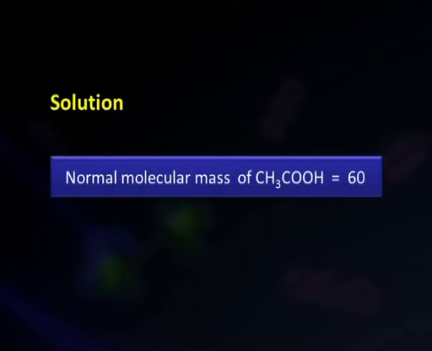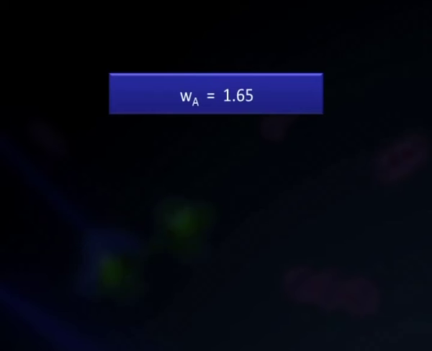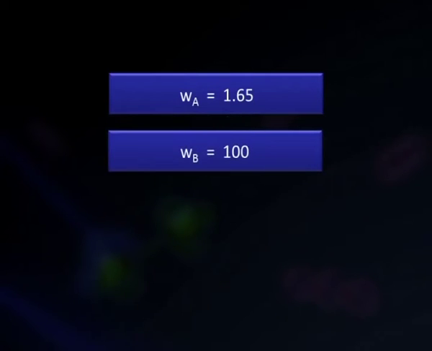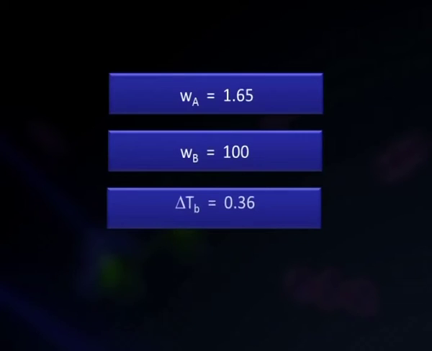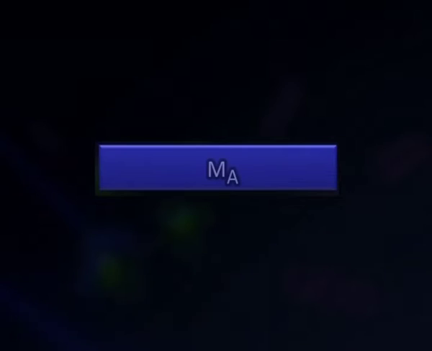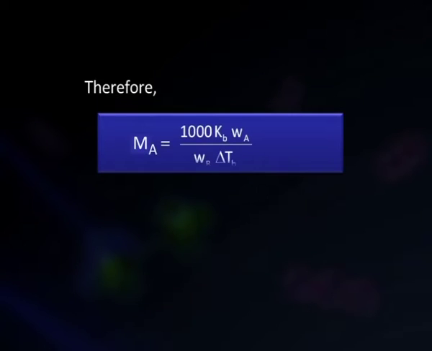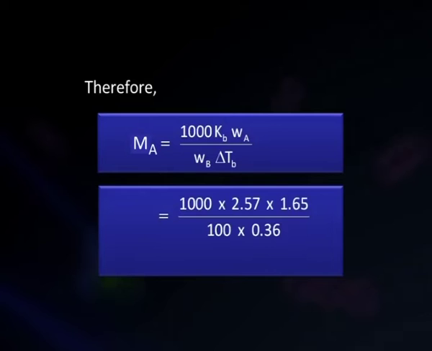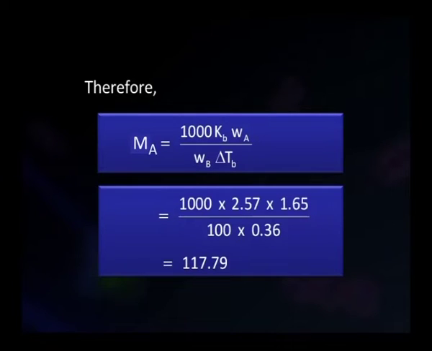As normal molecular mass of acetic acid is 60, therefore, Wa is equal to 1.65, Wb is equal to 100 grams, delta Tb is equal to 0.36 and Kb is equal to 2.57 Kelvin kg per mole. We have to calculate Ma. Now, Ma will be equal to 1000 into Kb Wa upon Wb into delta Tb. Putting all these values, we get Ma equal to 117.79, which means it is the experimental molecular mass of acetic acid.